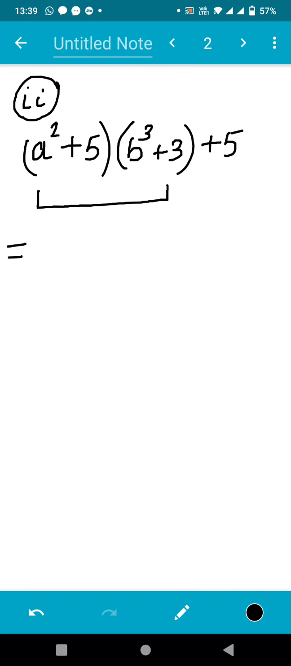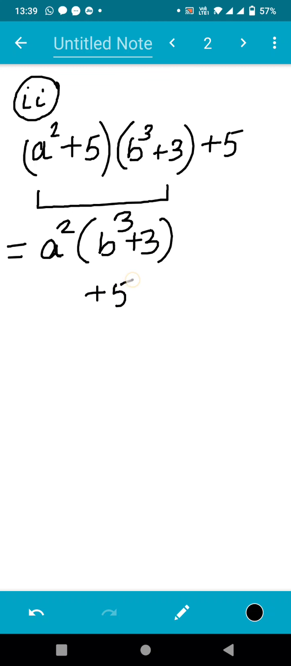We'll give an equals sign. a squared, then we'll write the next bracket, that is b cube plus 3, and then we'll write plus 5. With plus 5 also we'll multiply b cube plus 3, and once it is done we'll write plus 5. Here it is. Okay, now we'll open the bracket.